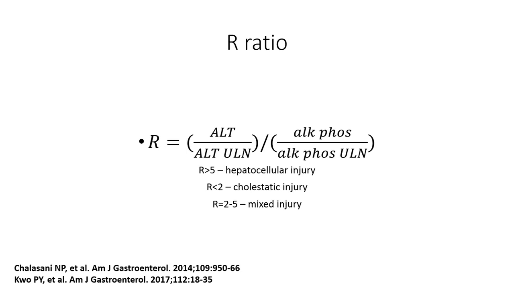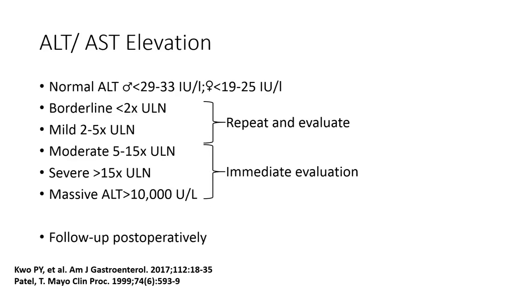If R is greater than 5, it's hepatocellular injury. If it's less than 2, it's cholestatic injury. And anything in between usually falls into the mixed pattern. So that's one of the ways to quantify this. When you see ALT and AST elevation, you have to know what is normal, right? So the upper limits of normal I mentioned here. When you see borderline elevation, which is less than 2 times upper limits, mild elevation, which is up to 5 times, and moderate, severe, and massive, I put in a separate category.